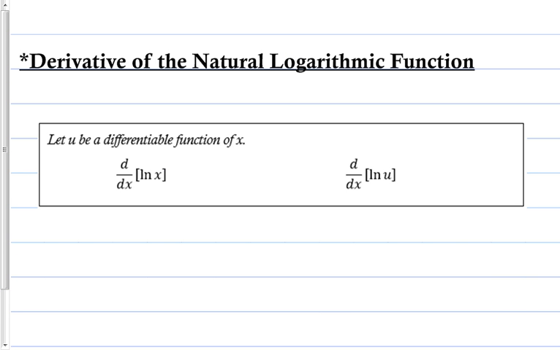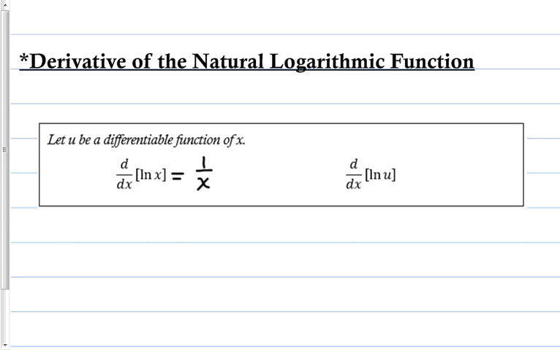Okay, derivative of the natural log function. So for the derivative of natural log, let u be a differentiable function of x. The first one is just taking the derivative of natural log of x. And the derivative is going to be 1 over x, always and forever. That is the derivative of natural log of x. Now, that's the most basic equation you can have.